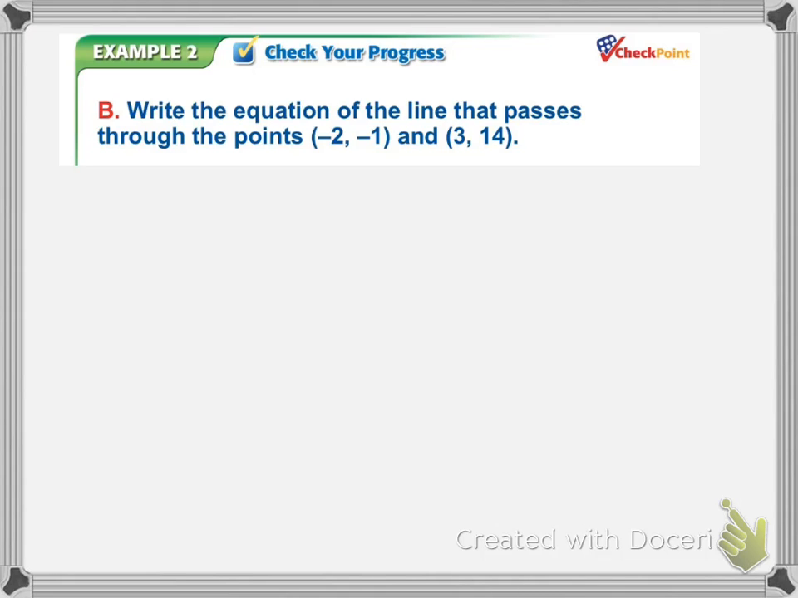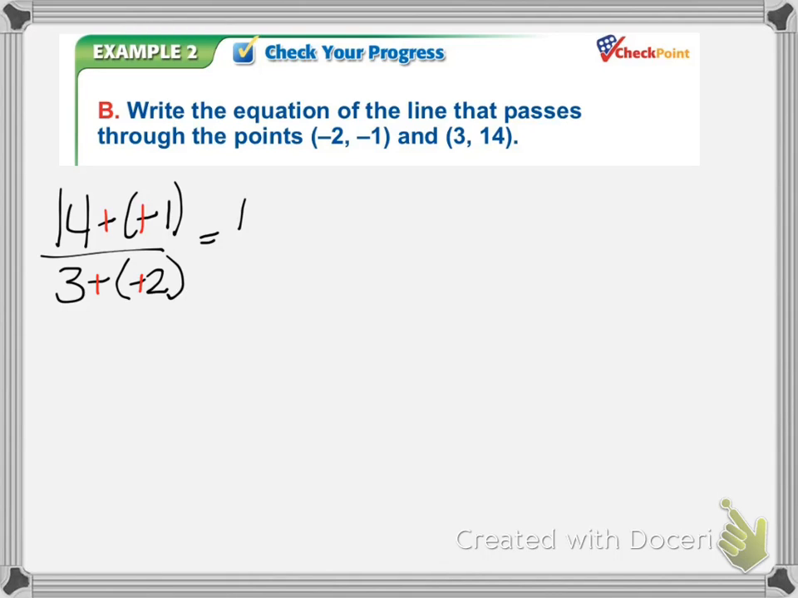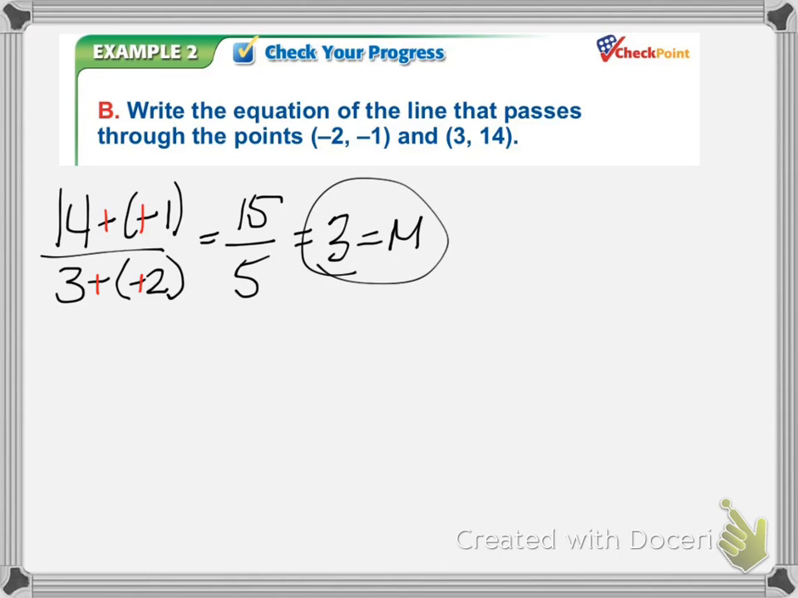Okay, so finding the slope, 4 minus negative 1 over 3 minus negative 2. That simplifies on the numerator and the denominator to pluses. Okay, remember you have to write those minuses down. So you get 15 over 5, which is 3. That's your slope. Okay, now you pick a point, doesn't matter which one.